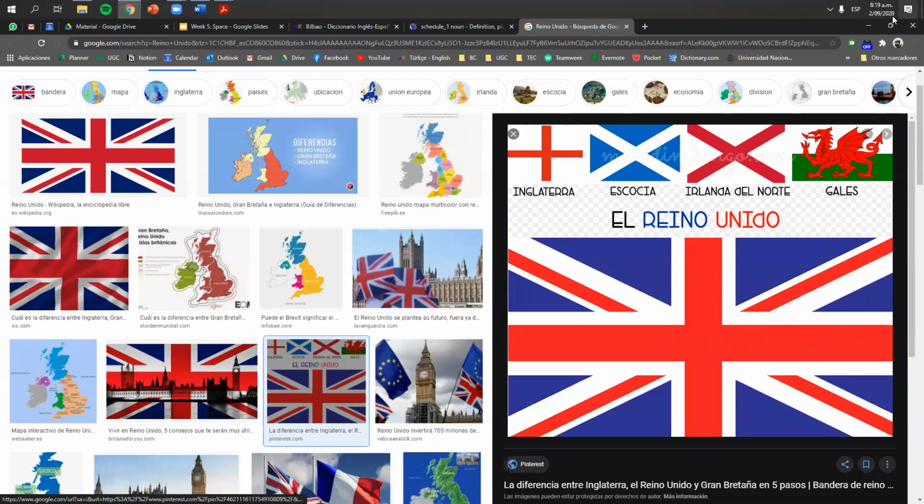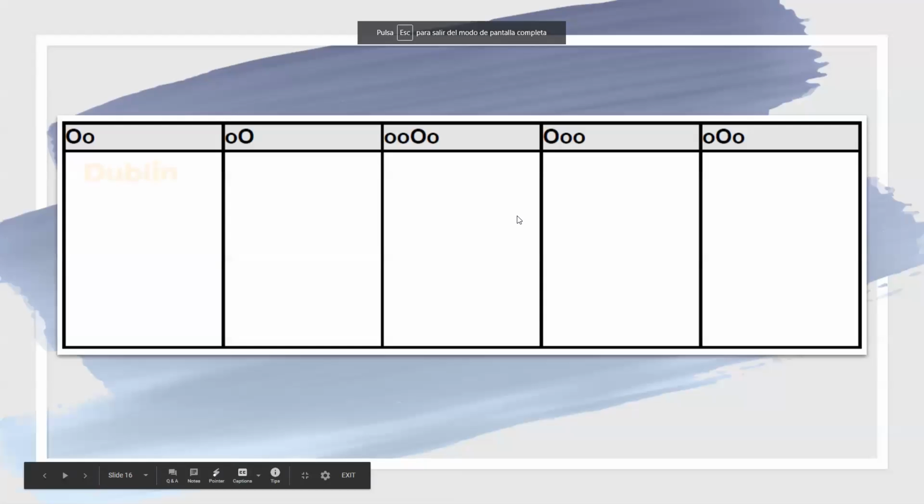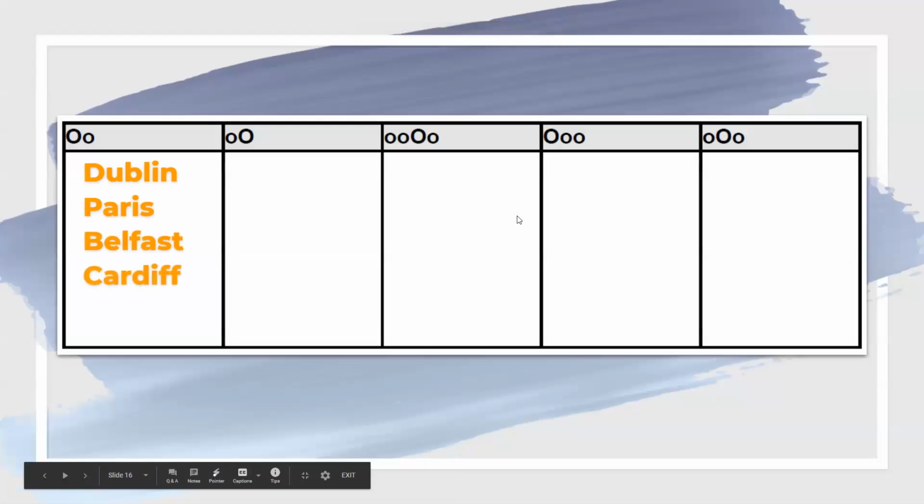Okay, so yeah, this is something I forgot to tell you yesterday. So that's why I wanted to say it. So we have Dublin, Paris, Belfast, Cardiff, and Poznan. You see, we have the same stress pattern for these 5 words. Dublin, Paris, Belfast, Cardiff, Poznan.